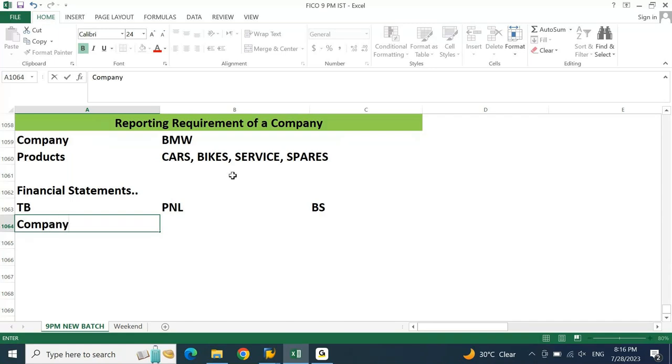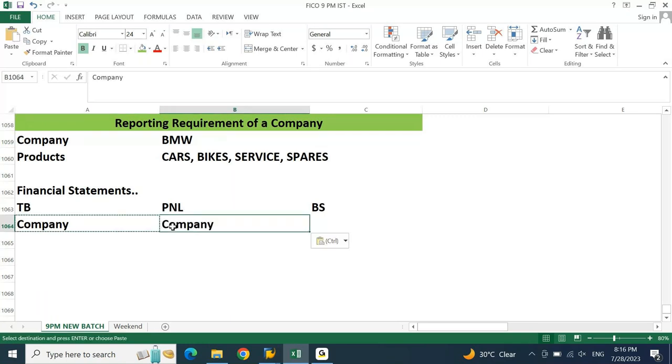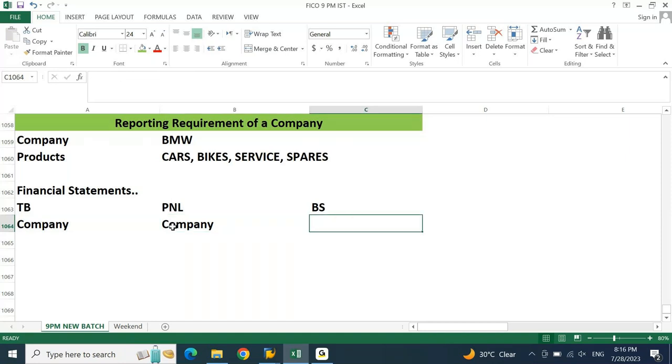If yes, then you need to generate the trial balance at company level. When you're generating the trial balance at company level, you're going to get the total picture of the financial transactions, total sales, total purchases, total expenses, total assets, total liabilities and all. Similarly, when you're generating P&L at company level, you're going to have the complete profit of an organization. Similarly, in the complete balance sheet at company level, I am going to get my overall assets and my overall liabilities. This is one requirement.